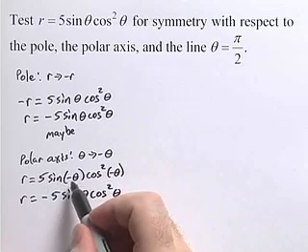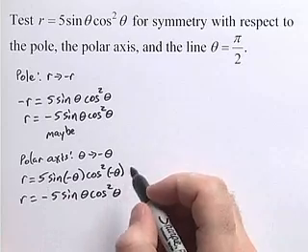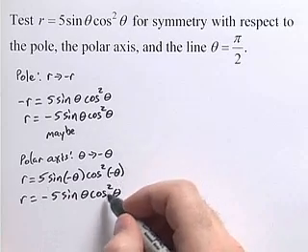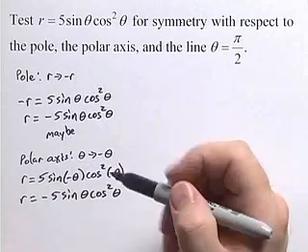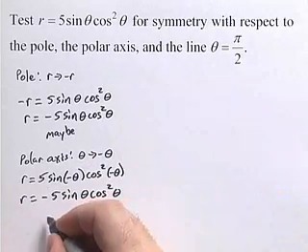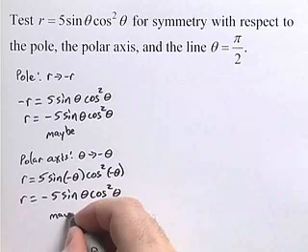Remember that sine of negative theta is equal to negative sine theta. The cosine of negative theta is equal to cosine theta, but we're squaring that, so we have cosine squared. This is not the same equation that we started with, so again, there may or may not be symmetry with respect to the polar axis. We'll say maybe again.